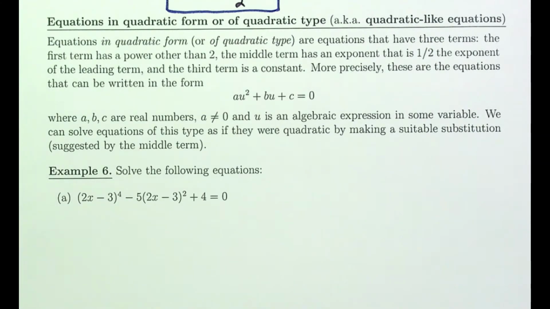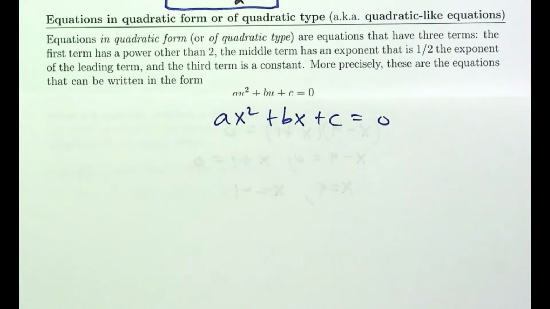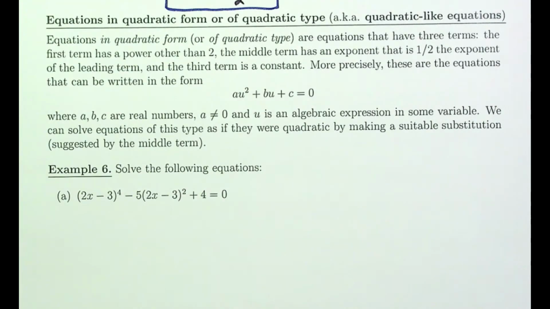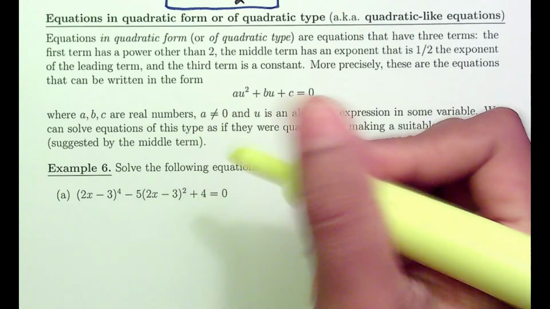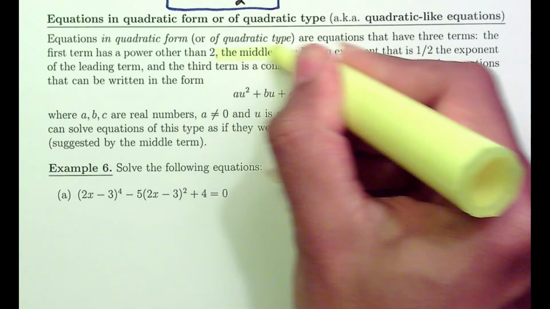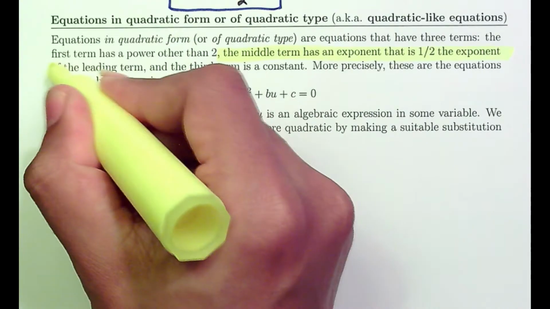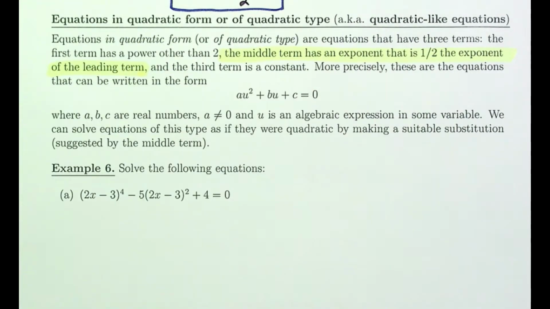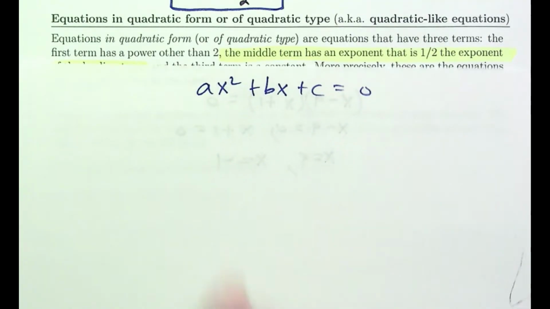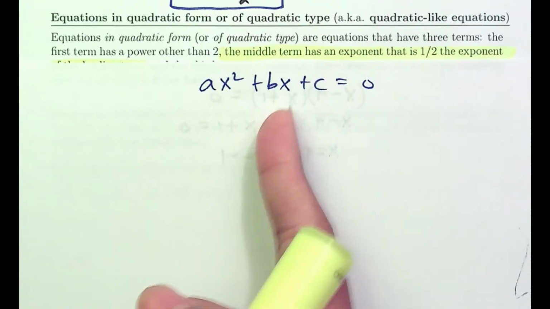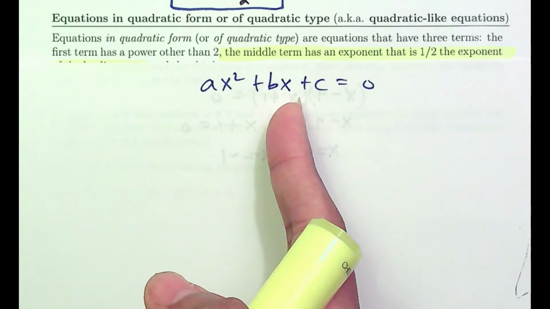So an equation in quadratic form is going to have three terms, just like a regular quadratic equation. Three terms, and once you put them in order, the term in the middle has an exponent that is exactly one half the exponent of the leading term. So, for example, in a regular quadratic equation, the exponent of the x in the middle term is 1, which is half of 2.